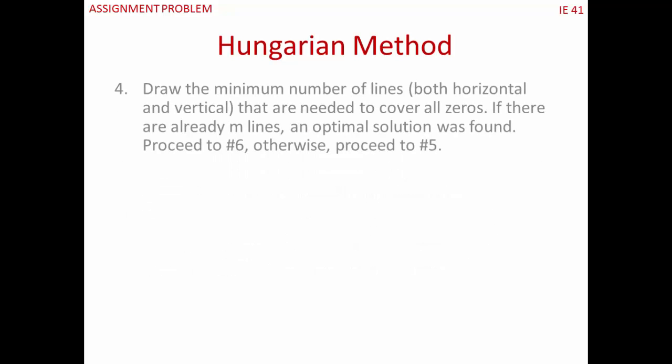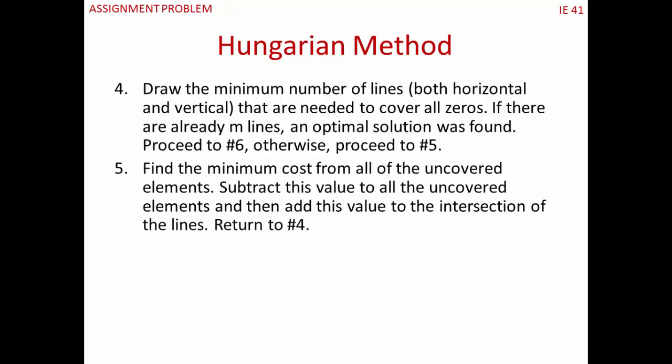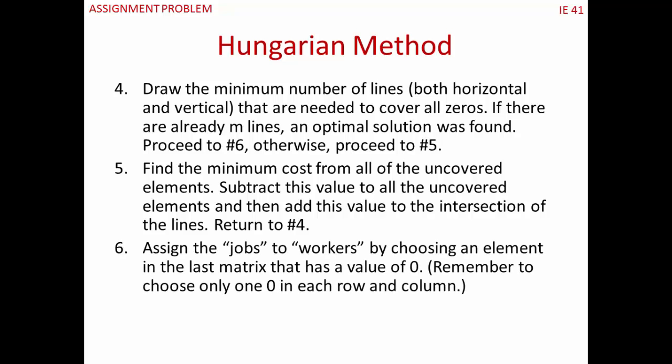Step 4. Draw the minimum number of lines, both horizontal and vertical, that are needed to cover all zeros. If there are already m lines, an optimal solution was found, so proceed to step 6. Otherwise, proceed to step 5. Step 5. Find the minimum cost for all of the uncovered elements. Subtract this value to all the uncovered elements, and then add this value to the intersection of the lines. Return to step 4.